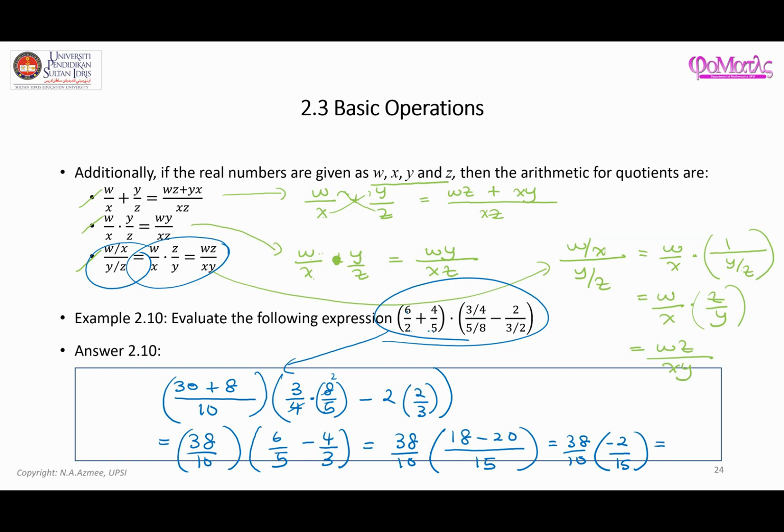And you can get the final answer of that, it's going to be negative 38 over 75. Okay, so that's the final answer.